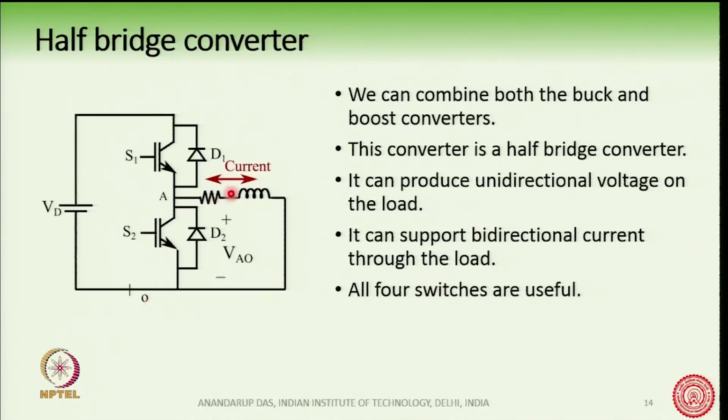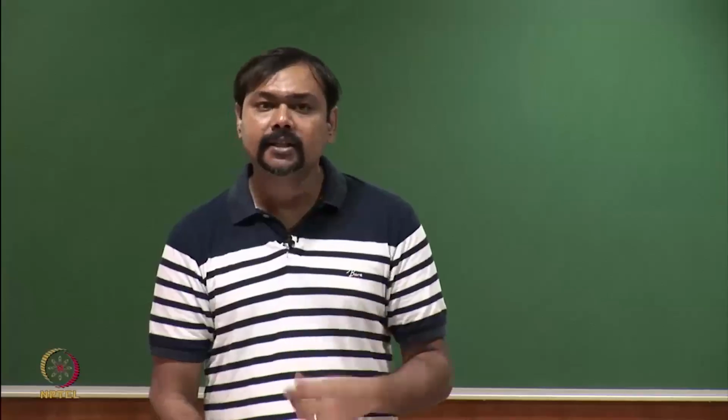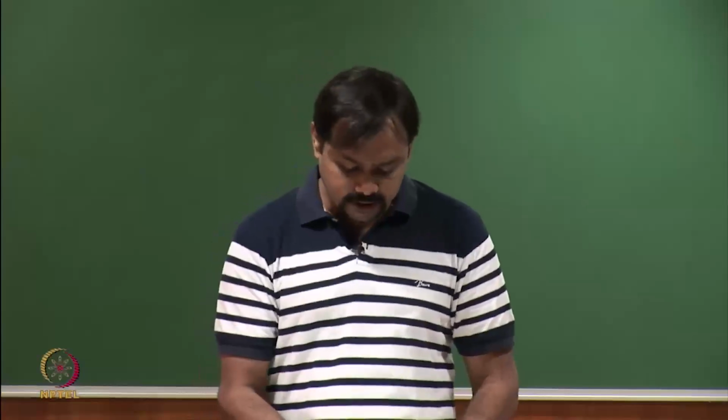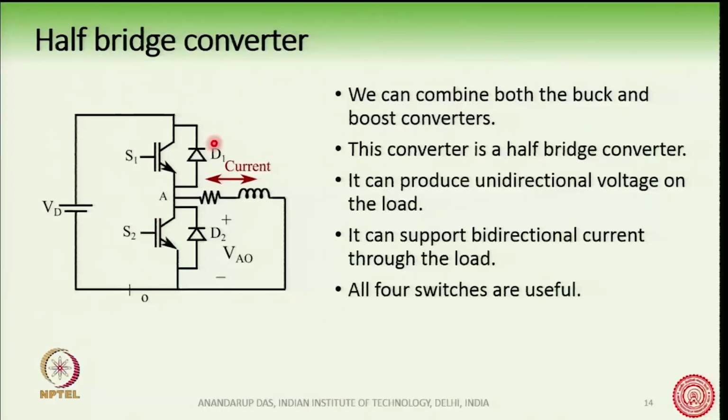However, the current which is flowing through the load can be bidirectional. So, the current can be both from left to right or from right to left, that is, both positive and negative current is possible. And depending on the voltage and the current situation at any instant of time, all 4 switches here, that is, the 2 IGBTs and the 2 diodes, will be conducting depending upon the situation. So, let us see how this happens.